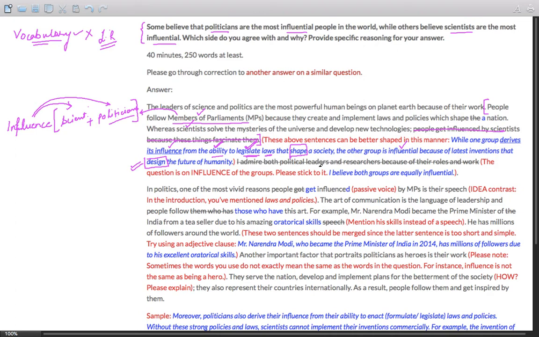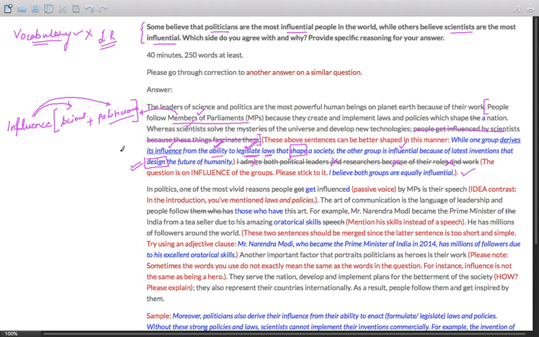I admire both political leaders and researchers because of their roles and work. This question is not about what you admire. This question is about which group is influential. And I believe that you wish to communicate that both are equally influential. So that's why I wrote, I believe both groups are equally influential.